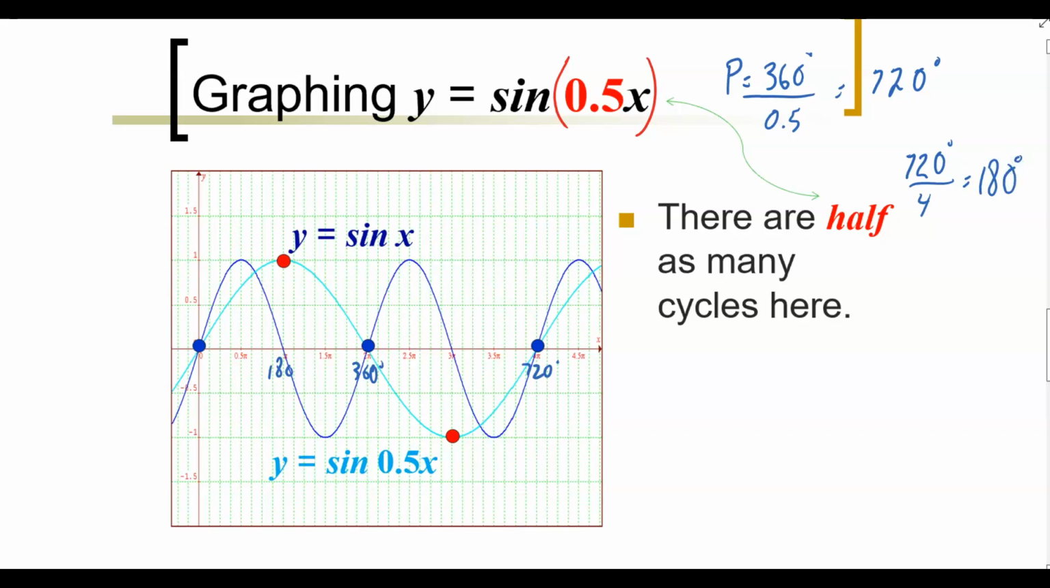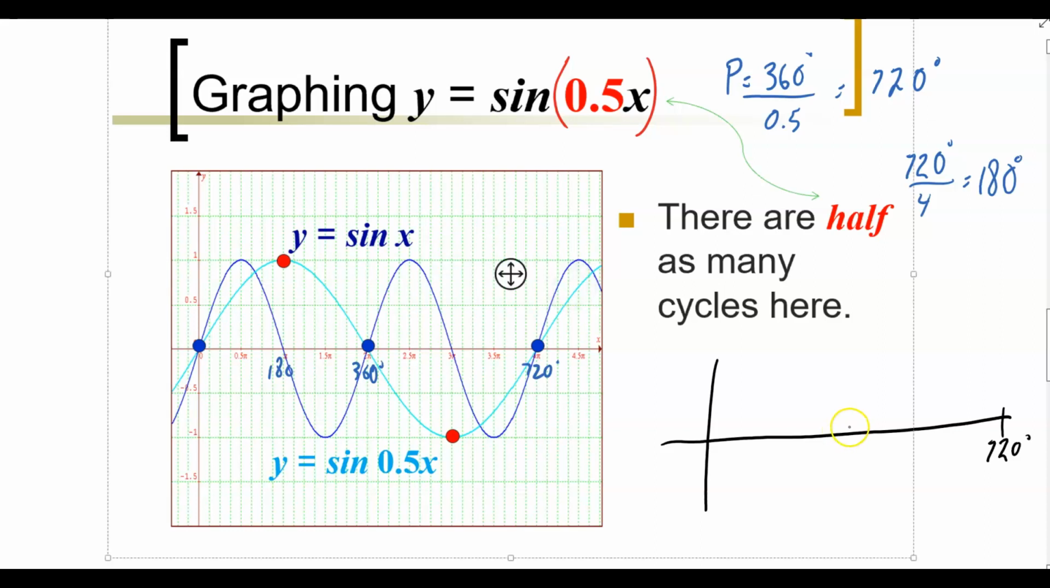That means to show my graph, I would mark a 720 on here. Halfway to that is 360. Halfway to that is 180. And that's 540. And there are my places for my 5 key points.